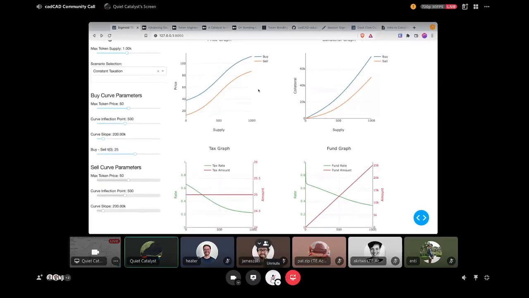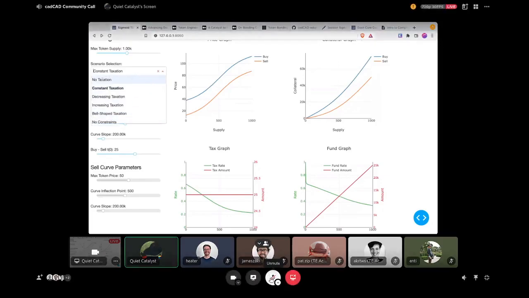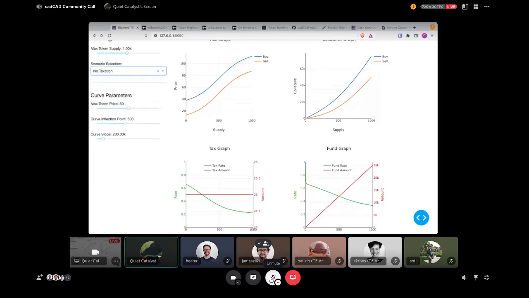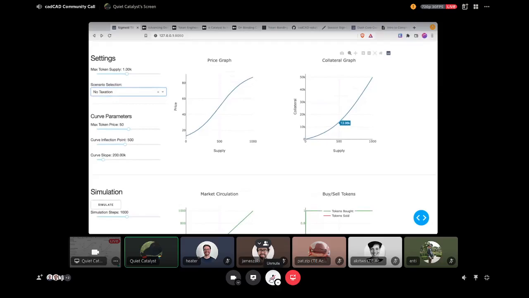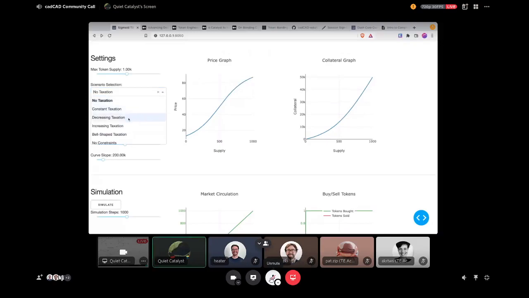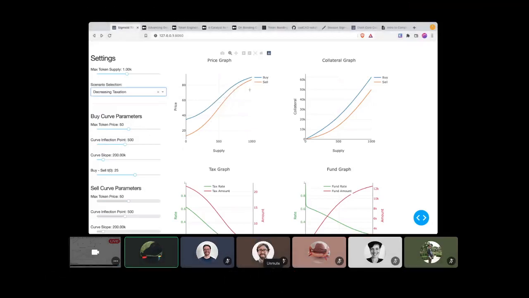Within the context of this concept of sigmoidal bonding curves, we can actually experiment with various scenarios, and these are things that were established by the Molecule team. So, for example, we could say there's no taxation at all, in which case we're not raising any funds. We just have collateral, so it's a more maybe traditional bonding curve setup where we don't have a buy and sell curve. Or we could say we're going to decrease taxation over time. So early arrivers pay a little bit more in order to contribute to research in the system. And then as we go on, the tax goes down.